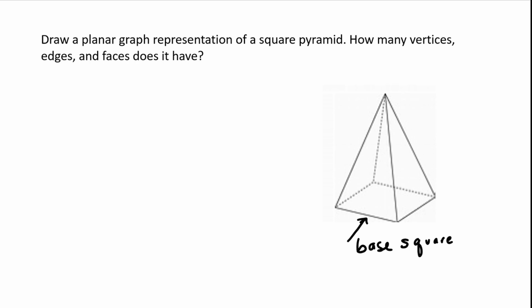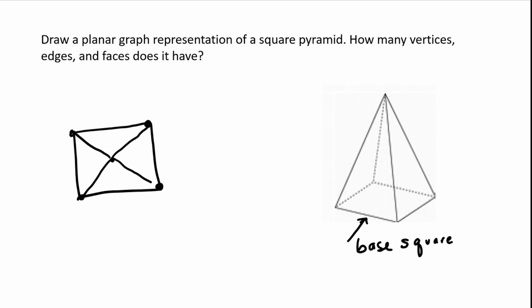To get a planar representation, the idea is to look at the graph from the top down. There are several different ways to do this, but I'm going to use the square for the base, looking from the top to bottom. I'll place a dot for the apex where the 4 triangles meet, and the edges that signify the 4 triangles that stem from the base of the square. So the question then is, how many edges, faces, and vertices does it have?